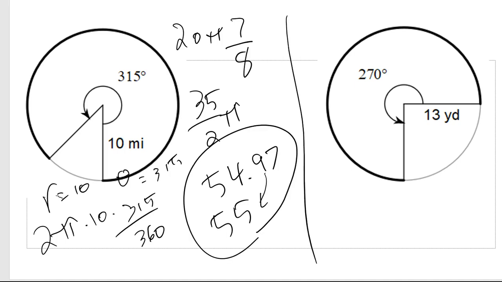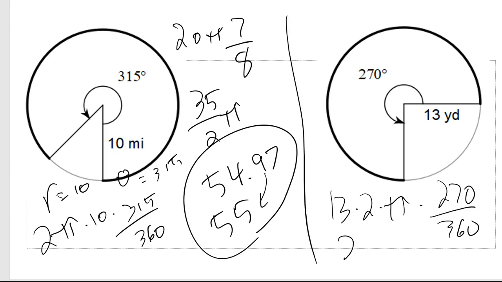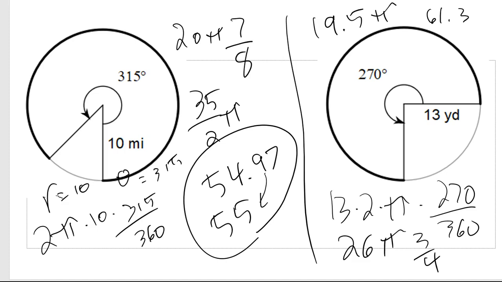Alright, problem on the right, we're going to do 13 times 2 times pi times 270 over 360. So it'll be 26 pi, and 270 divided by 360 is going to be 3 over 4. So what you're going to do is take 26 times 3, divide that number by 4. You get 19.5 pi, which converts to 61.3 yards. Both those are right to me.